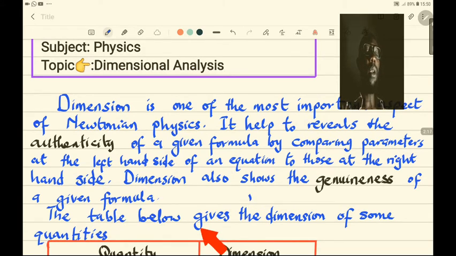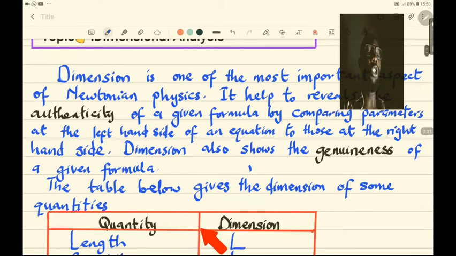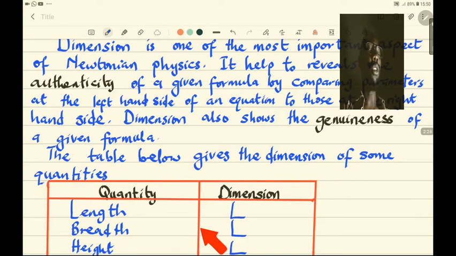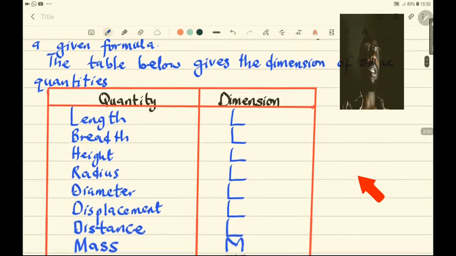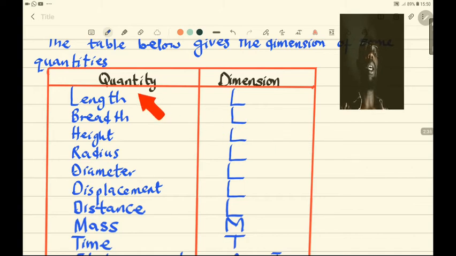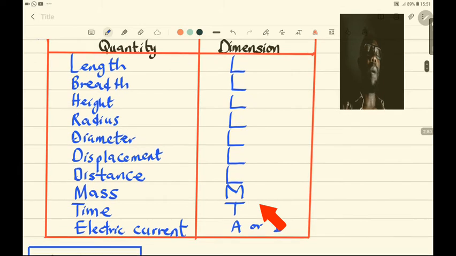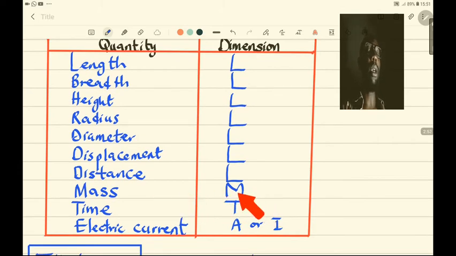Now, the table below gives the dimension of some quantities. These quantities have their dimension. The dimension for length is capital L. Breadth is L, height L, radius L, diameter L, displacement L, distance L. The dimension for mass is M, and the dimension for time is capital T. The dimension for electric current is either A or I, it depends.